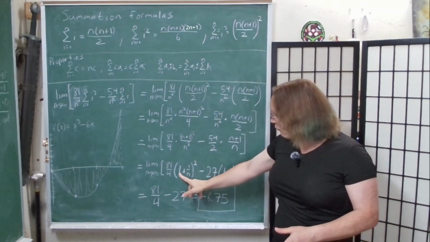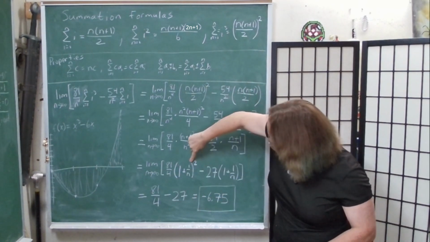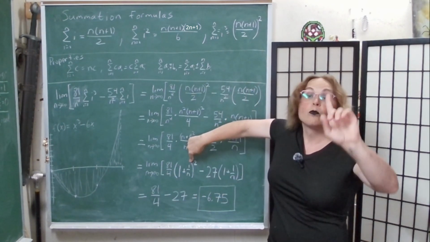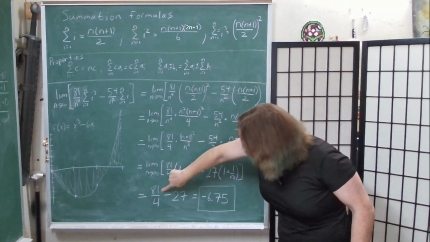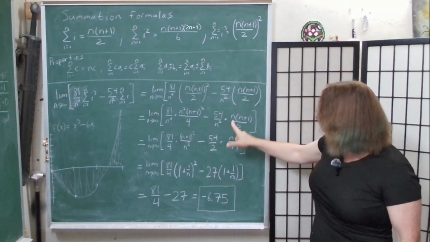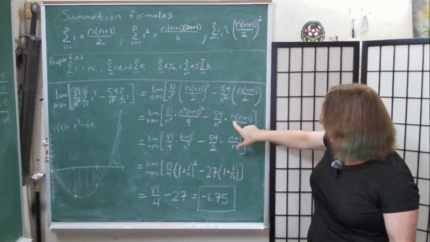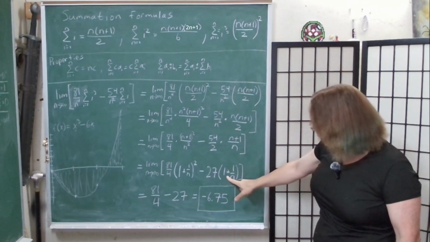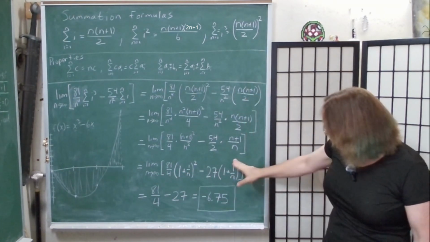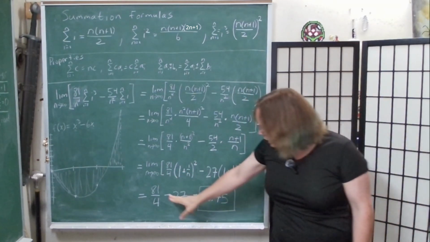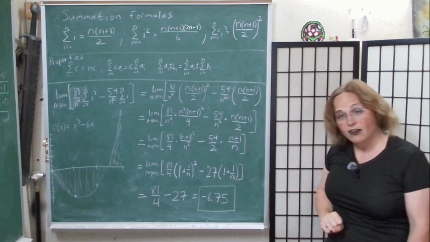And then we notice that we have a 1 plus 1 over n. So when we take the limit as n goes to infinity, this part will become 0. We learned that back with our derivative calculus. And so we're just going to get 81 over 4. And then similarly over here, we've got n squared, which is going to cancel out this n nicely, and then we're going to get 1 plus 1 over n. And again, when we take that limit, this part's going to become 0, and so we're going to get 81 over 4 minus 27, and we get a nice negative 6.75.